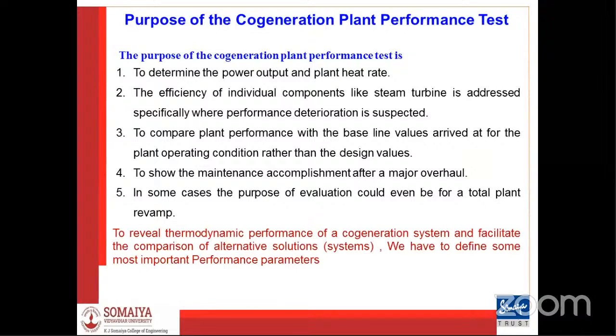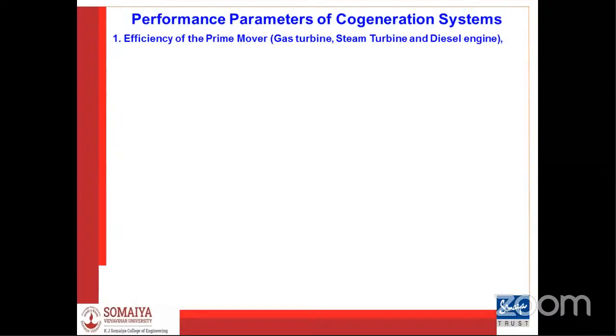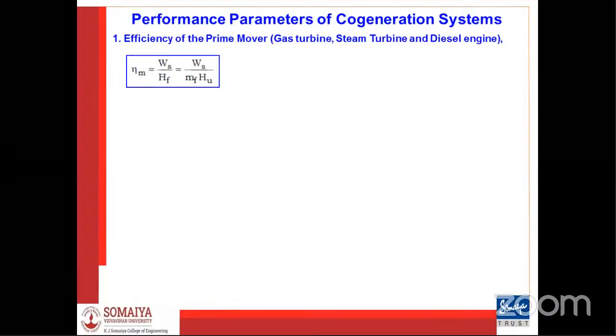Like this, to say something is not working, you should have some parameters in your hand. And what are those parameters? They are called performance parameters. And what are those performance parameters? We are going to generally test, measure, calculate, or evaluate them. And one of them will be the efficiency of the prime mover.